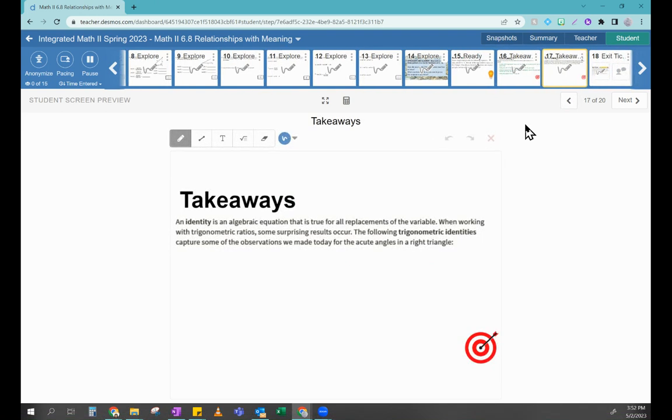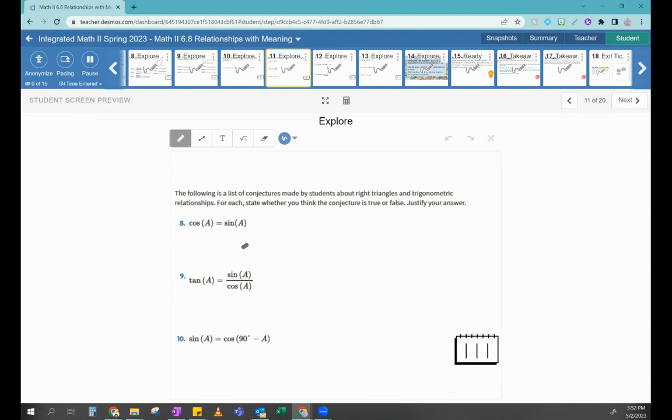An identity is an algebraic equation which is true for all replacements of the variables. When working with trig ratios, some surprising results occur. The following trig identities capture some of the observations we made today. I want you to write down some of the ones from the previous slides, maybe the ones that actually made sense, and we'll check on them when we get to class tomorrow.